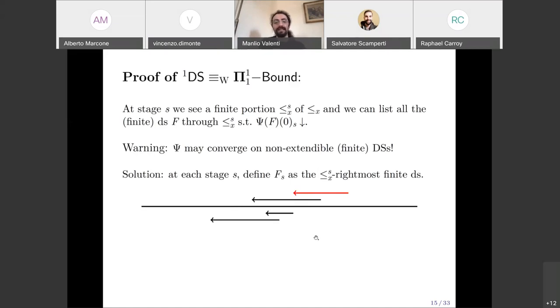The idea is that if any of the partial descending sequences is going to be extendable to an infinite descending sequence, then the red one will, right? Because you can just follow the red one and then drop to any of these, which is the one which is going to be extendable, right? So basically, you have a uniform way to pick a single candidate, and you know that if something is correct, then your guess is correct.